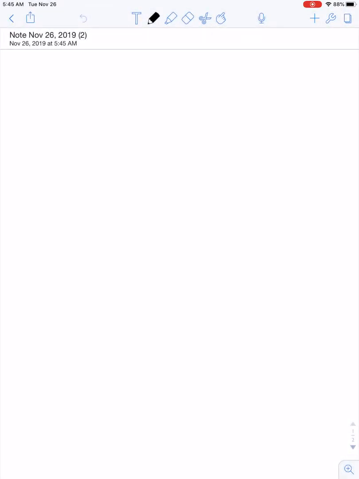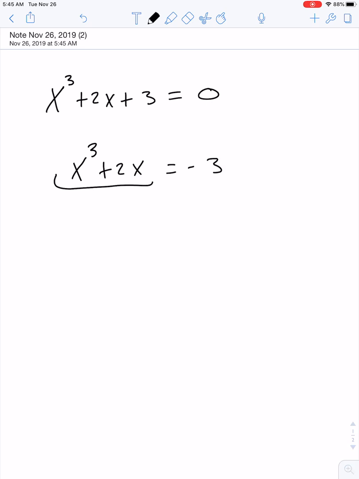For problem 3, it looks like you incorrectly solved for x during that first step. So you're correct when you wrote x cubed plus 2x plus 3 equals 0. But in the step where you moved the 3 over to the other side and then factored, you're only allowed to do that when this is set equal to 0.